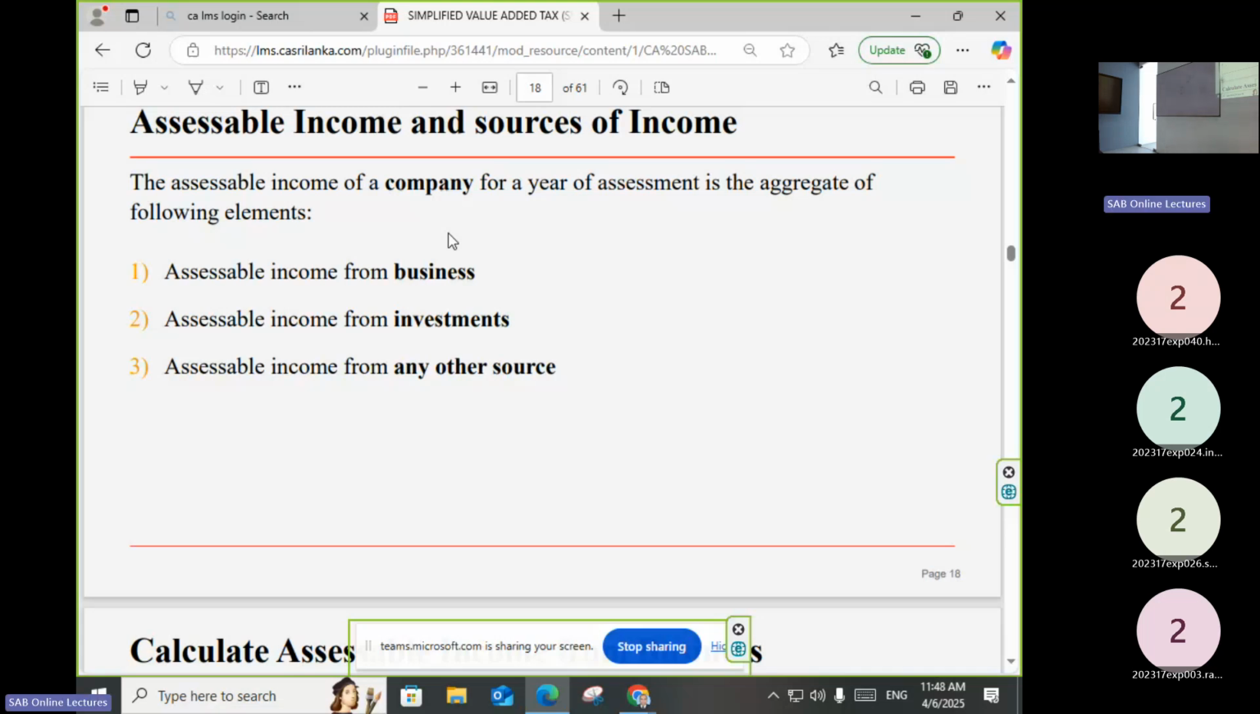In business, the effort of the investor is much more. Risk is taken. He has to actively participate to generate income. So if we are starting a shop, we have to work for it day and night. But in investment, we need not actively participate. It is a passive income; we call it passive income for tax purposes.